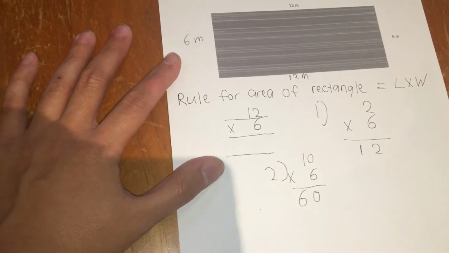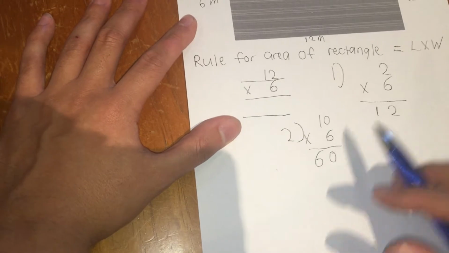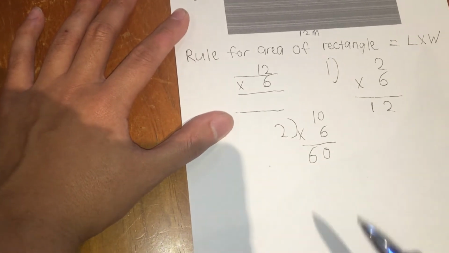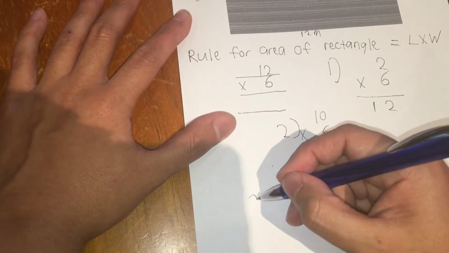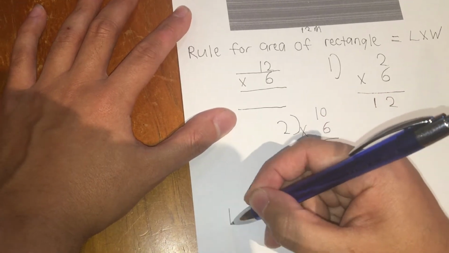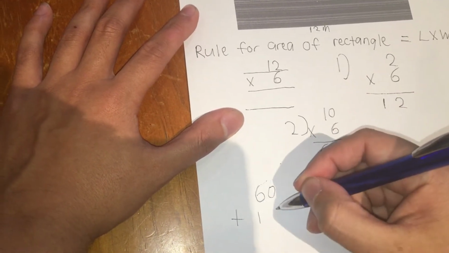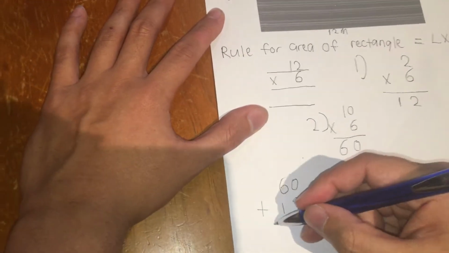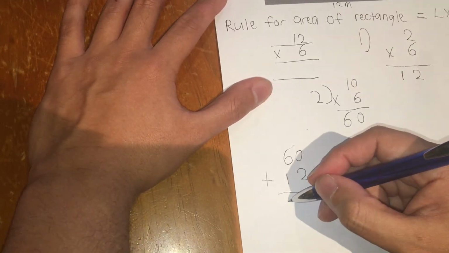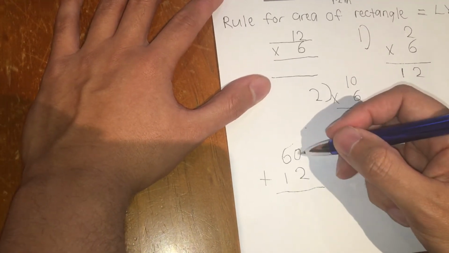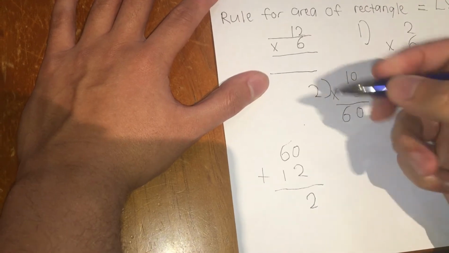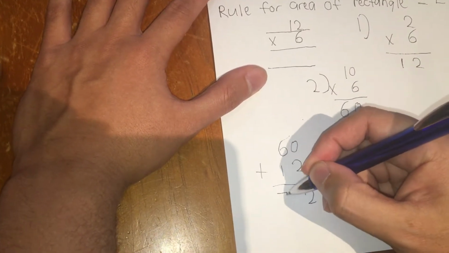So now all we have to do is add our 10's and our 1's units together. So that will be 60 plus 12. And we know that that equals, 0 plus 2 is 2, and 6 plus 1 is 7, 72.